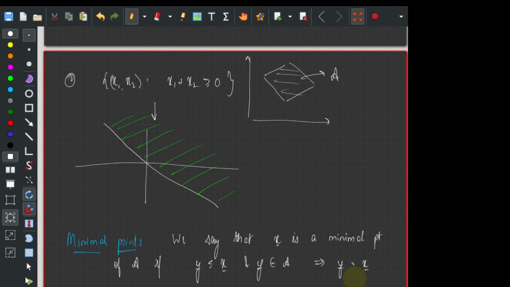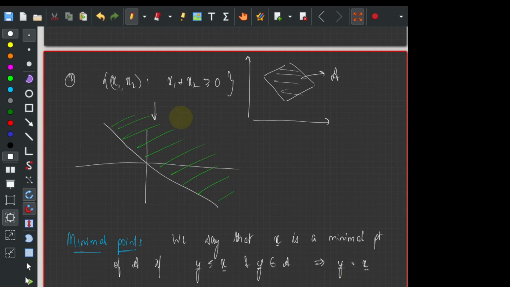So we say that some x is a minimal point of A if you cannot find any other point in A which is less than or equal to x, other than x. Okay, so what is a minimum point? A minimum point is a point which is less than or equal to every element in the set. What is a minimal point? We say that some point is a minimal point if you cannot find any other points from that set which are less than or equal to it.